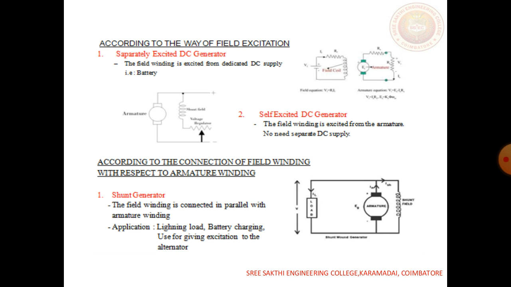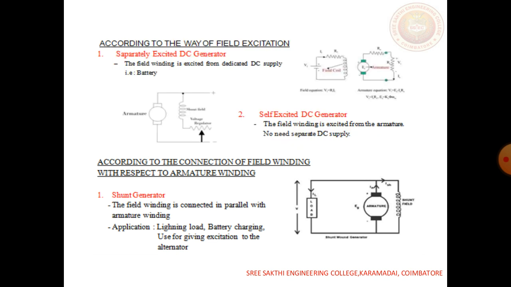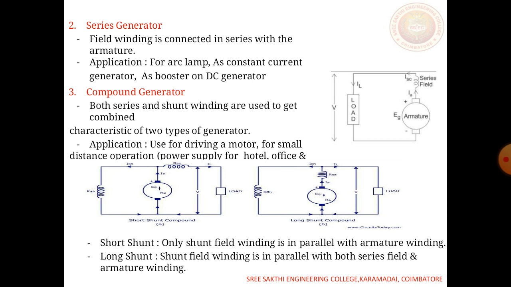Next, you have different types of generator in self-excited. One is shunt, another is series, and the third is compound generator. In a shunt generator, the field winding is connected in parallel with the armature, whereas in a series generator, you have a field winding connected in series with the armature. The applications are given as follows. Next, compound generator. The compound generator is nothing but the combination of series and shunt. You will be using it in driving a motor, or you can use it in hotels, offices, etc.